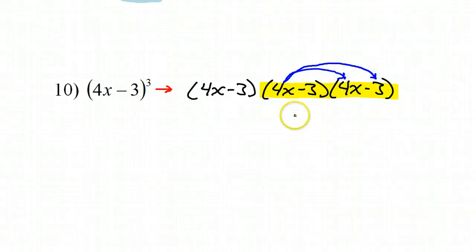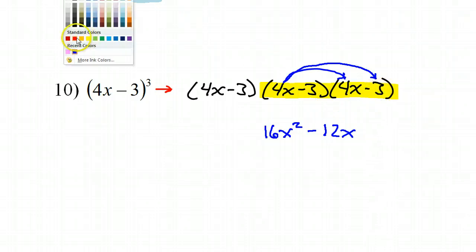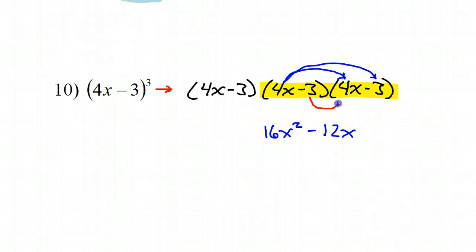Okay, if we do that, 4x times 4x is 16x squared. 4x times negative 3 is negative 12x. Then we will take the negative 3 and distribute that. So negative 3 times 4x is negative 12x. Negative 3 times negative 3 is positive 9.